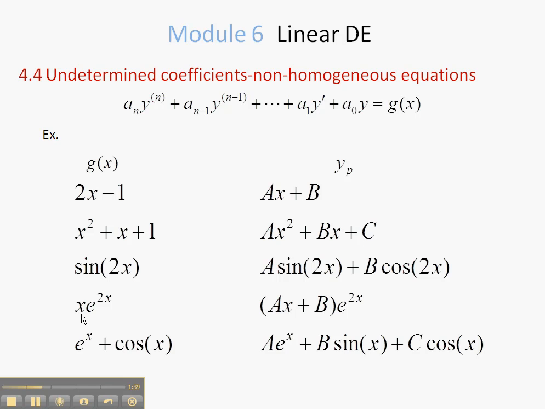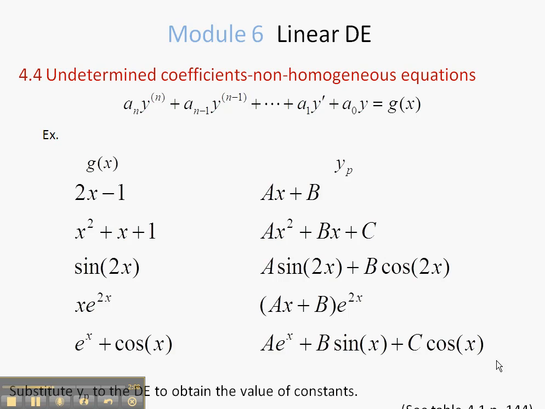If I have x times e to the 2x, I have a linear function times e to the 2x, so I would use a linear function times e to the 2x. And if I have a sum, so if I have e to the x plus cosine x, then I'm going to make a guess for e to the x, that is a e to the x. And then for cosine x, I'm going to make a guess that it's going to be b sine x plus c cosine x.